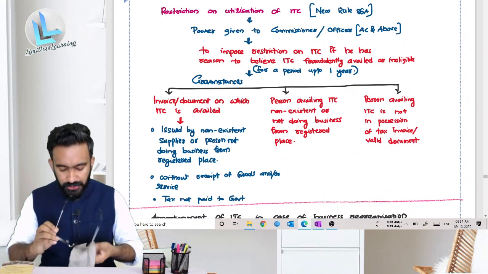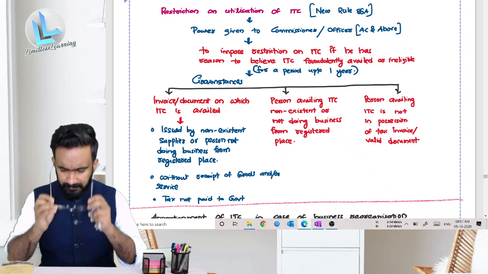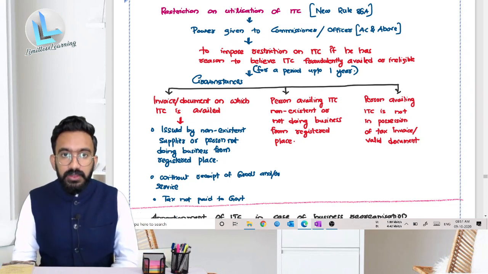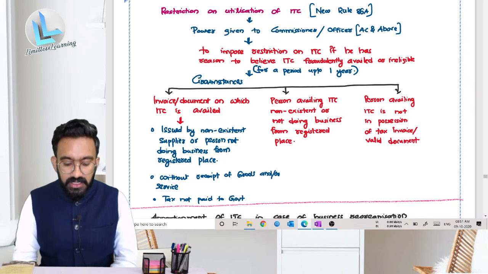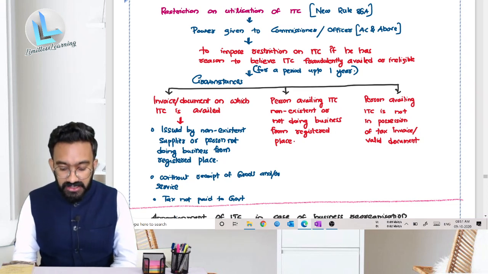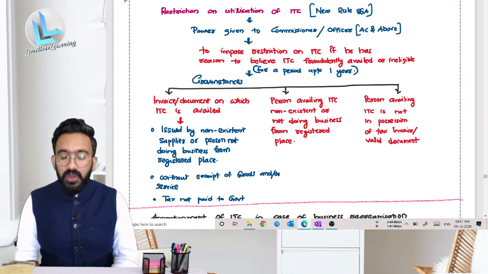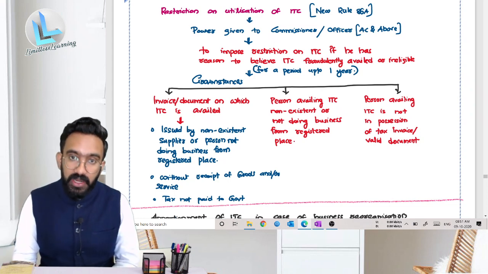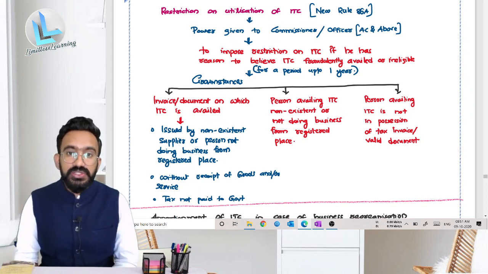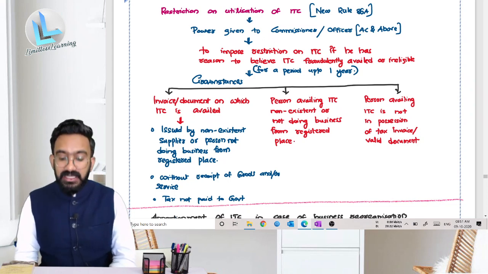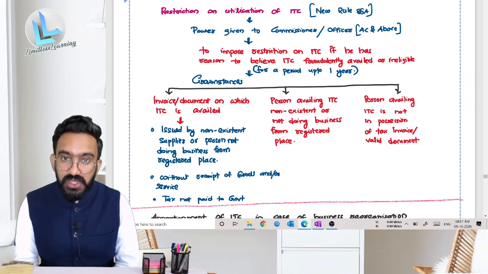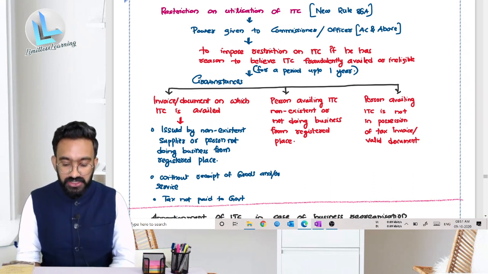Okay. So there's a new rule, 86A, where power has been given to the commissioner or officer, which is assistant commissioner and above, to impose restriction on ITC if he has reason to believe that ITC is fraudulently availed or is ineligible, and he can impose restriction for a period up to 1 year, and if sufficient cause is shown, he can relax it. Okay, but there is a power that is given to impose restriction on ITC. What are the circumstances in which they will impose restriction on ITC on your electronic credit ledger?